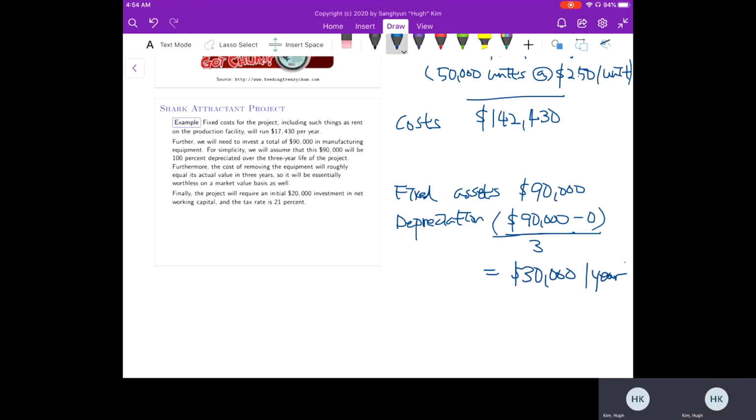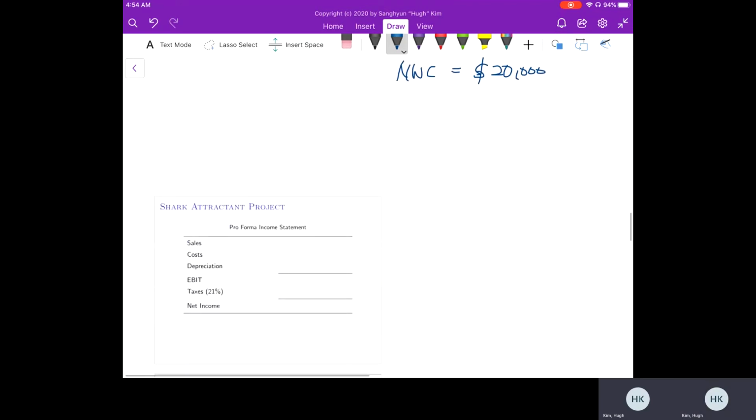And so it will be essentially worthless on a market value basis as well. Finally, the project will require initial investment of $20,000 in net working capital. So the net working capital requirement is $20,000, and the tax rate is 21%. So this is the information that we're given. And based on this information, we're going to construct the pro forma financial statements. First, let's look at the income statement.